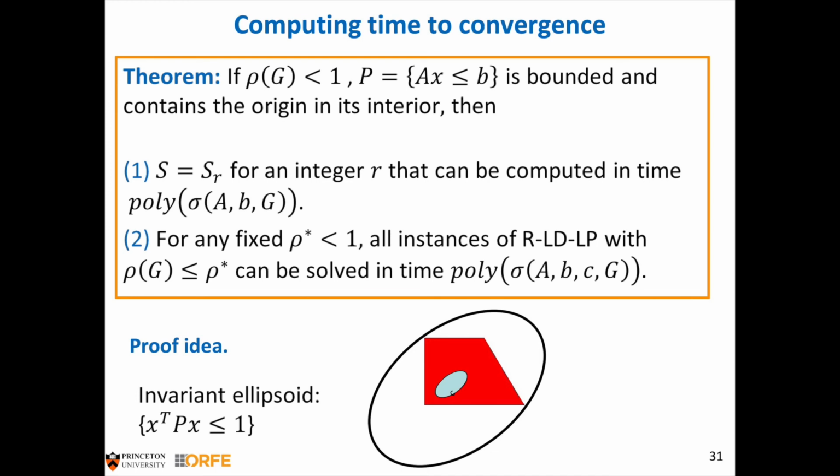Once you're there, you never leave this set. This is an invariant set. So if you're in the red set and you want to leave it, you better leave it before step 100, because at that point you're here and that's too late. You're going to be here.